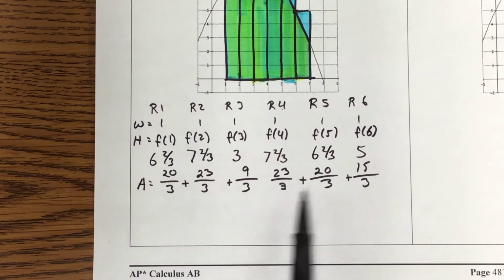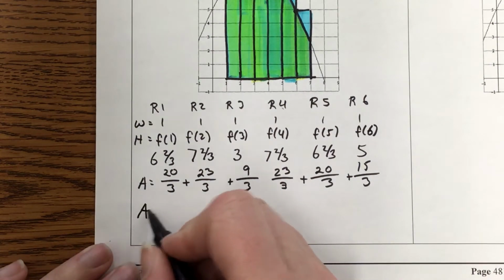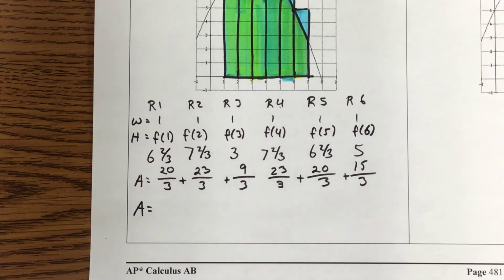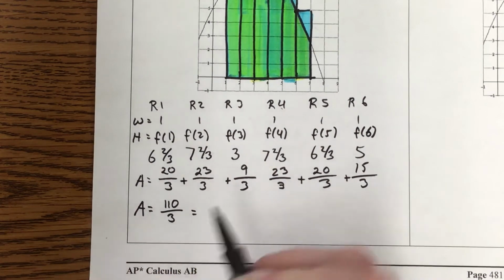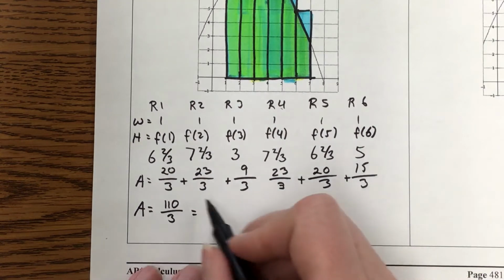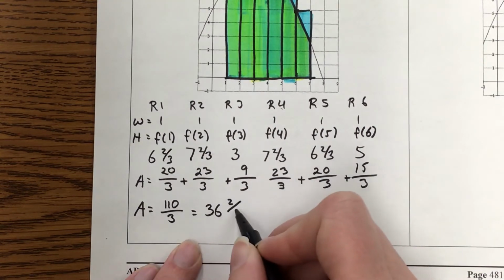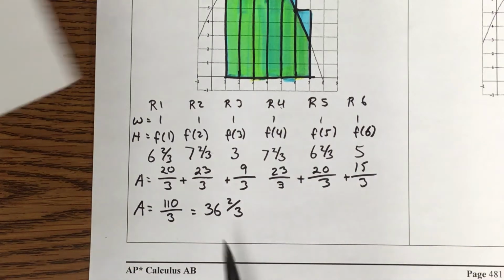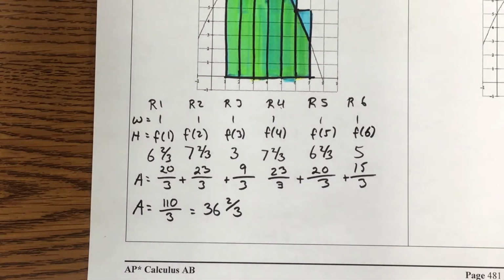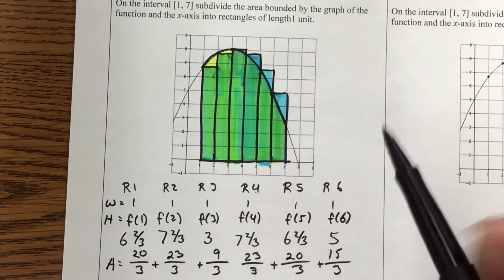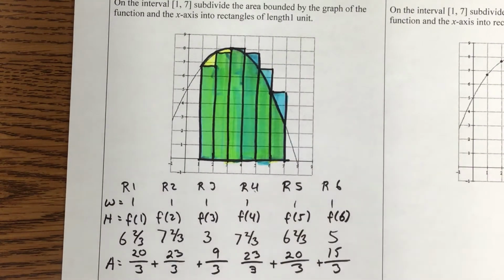These are the areas of all the different rectangles, and when you add them all up, you get the area of all of the rectangles combined. So I'm going to add all those numerators because they have the same denominator. So 20 plus 23 plus 9 plus 23 plus 20 plus 15 is 110 over 3. That is not divisible. This is 36 2/3. Okay, that is a little bit less than the first time we did this, and we got 42 2/3. So there's less extra junk. So we are getting closer and closer to the correct number.